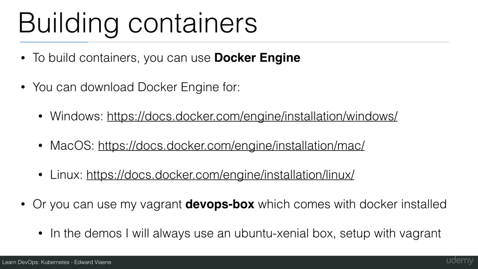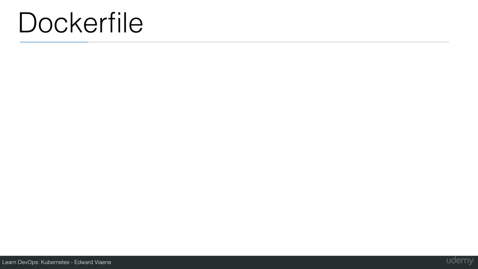Also, you don't have to use Vagrant. Docker is available for Windows, Mac, and for Linux. So you can use it with whatever operating system you want. Let's talk about Dockerizing a simple app. I'm going to show you how to Dockerize a Node.js app, but you can Dockerize any application you want.